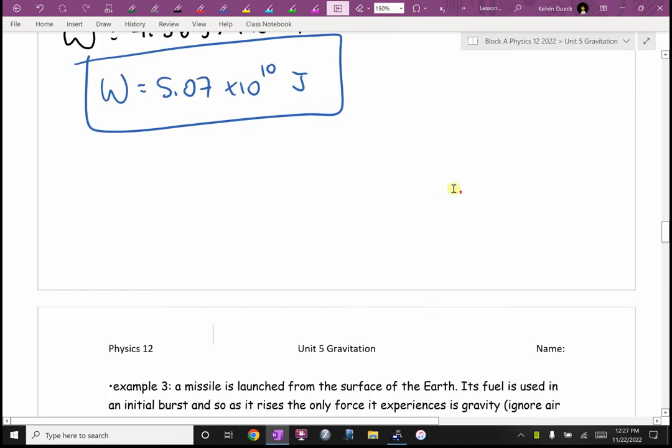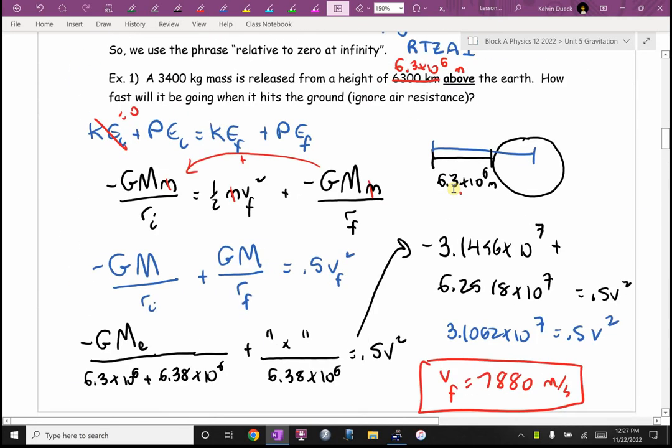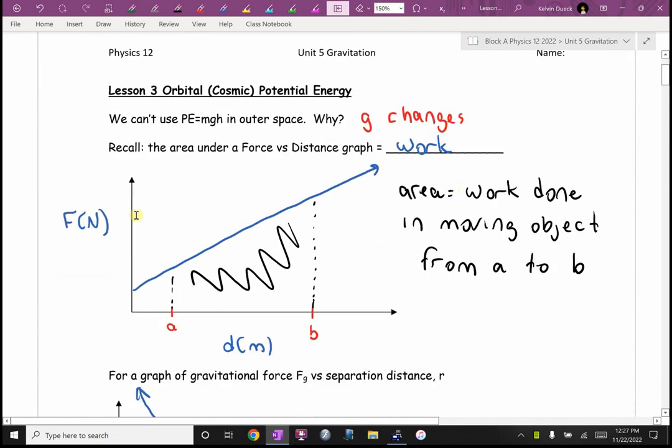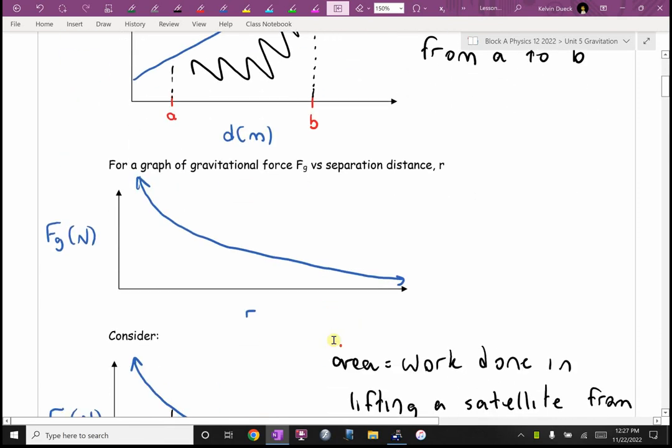So just to jog our memories, what we said last day, we started out going back to our basic definition of work. We couldn't use mgh because the force is changing. We said it is also the area underneath a force versus distance graph. When we graphed gravitational force versus radius, we said it's really a 1 over r squared graph. It's the reciprocal of a parabola, which those of you in Pre-Calc 12 this semester, I'm pretty sure was one of the reciprocal graphs that you did. It looks kind of like that.